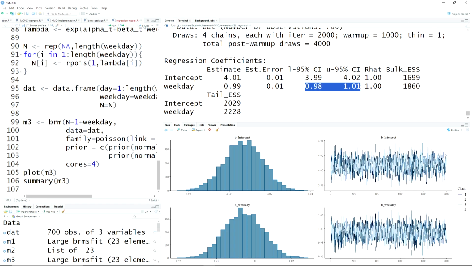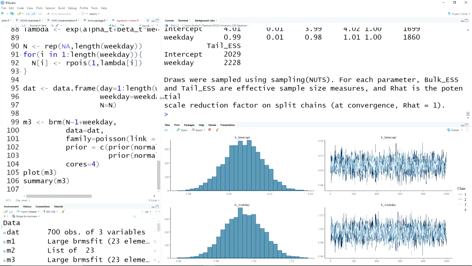Is there evidence for this positive effect of weekday? That we cannot say based on this. For that we need to do model comparison. What we can say based on this is that the data are consistent with your prediction, because you predicted that the parameter beta will be positive, right? That is what your hypothesis predicted. And for the intercept you can also see a 95% credible interval of 3.99 to 4.02. Okay, so the parameter recovery is good because the true parameter value was 4 for intercept and 1 for weekday.